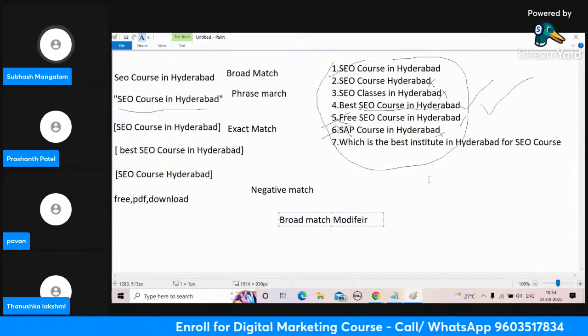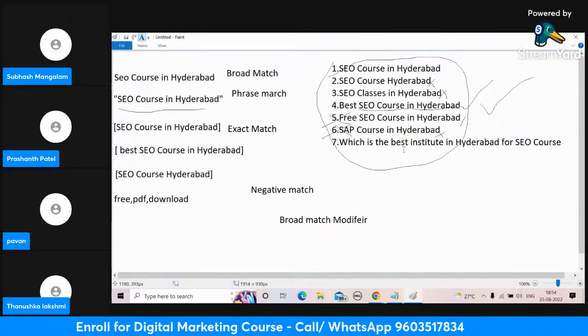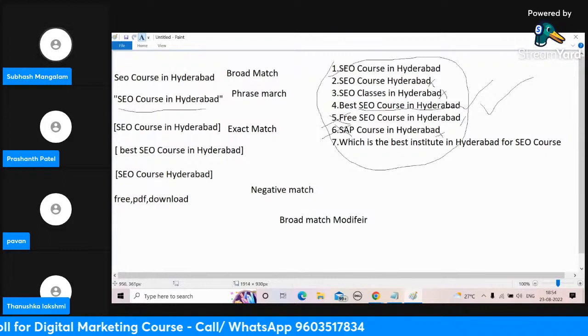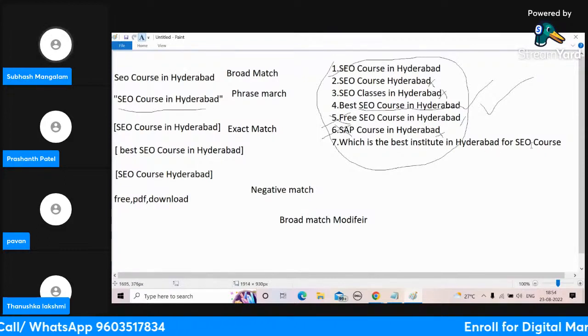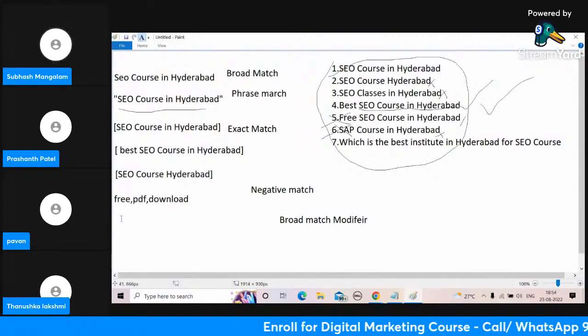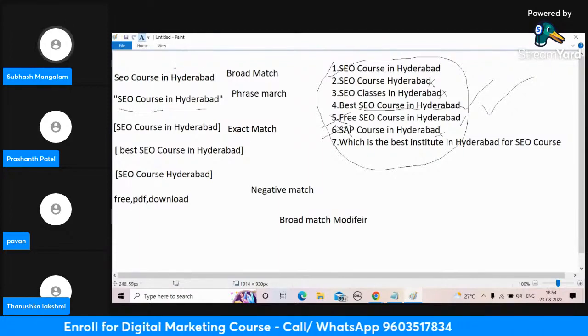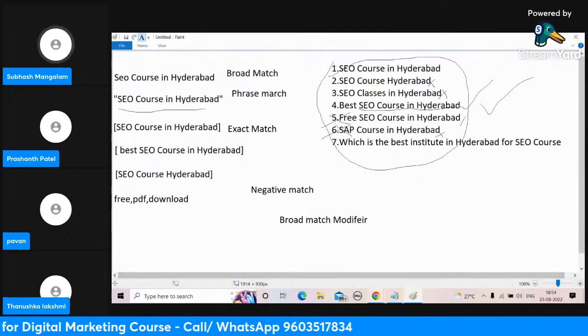There is a new thing called broad match modifier. Why broad match modifier here? You can see this kind of keywords. As of now, we are satisfying all of them, but nobody is satisfying this: which is the best institute in Hyderabad for SEO course. For long keywords, we're not satisfying. For them, broad match modifier works. So, broad match modifier. Someone tell me what is broad match? How does broad match work?